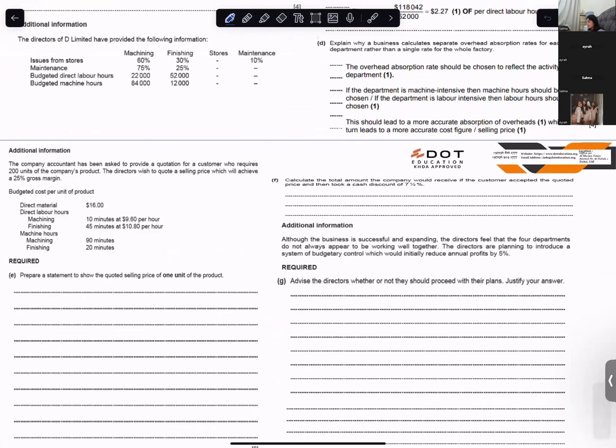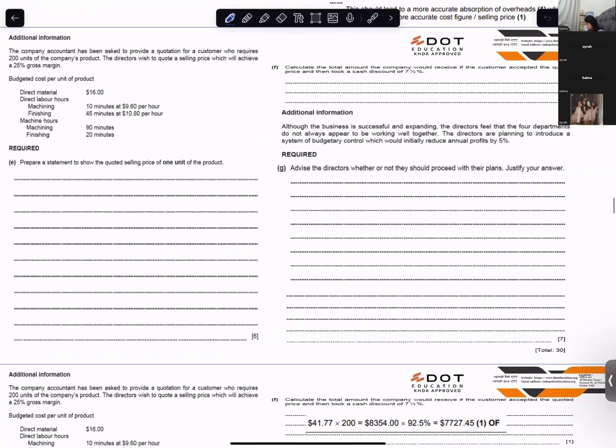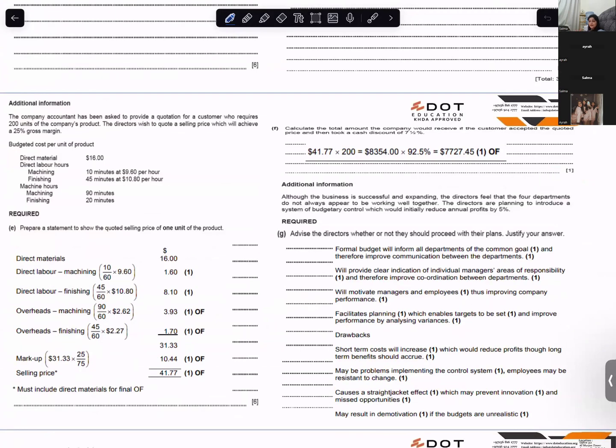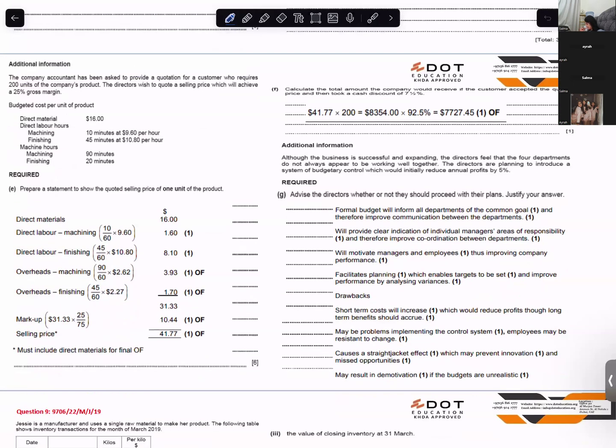Okay, how do you get the quoted selling price? To get the quoted selling price, you will get the direct material, then if there's machining and finishing, you'll do that and multiply for whatever hours. For direct labor, you will take the actual rates that they've given. But for overheads, you will multiply the time into the OAR. So for direct labor, you'll take the actual rates, and for overhead, you'll take the OAR. You'll add it and you'll get the total cost, and then you multiply by the units. Then whatever margin or markup is given, you use that to calculate the price to quote.